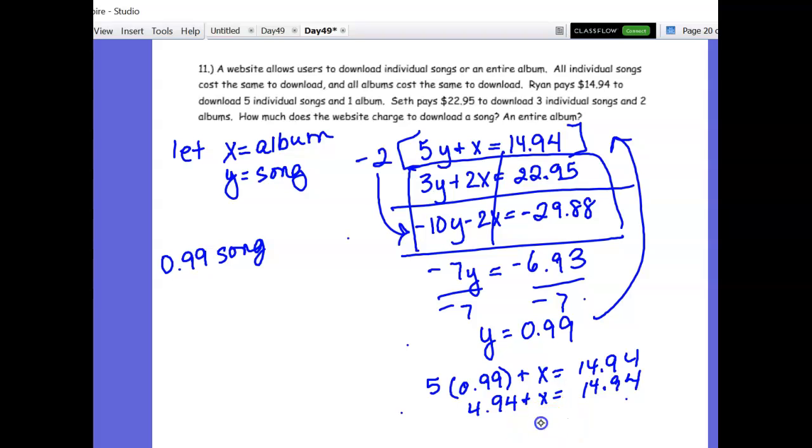Subtract that. Oops, my pen's not working right now. Let's try this. Here we go. X does not like it. Okay, x should be equal to $9.99. Let's work it up here. Oh, wait, right here. So $9.99 an album. What's wrong with the pen?